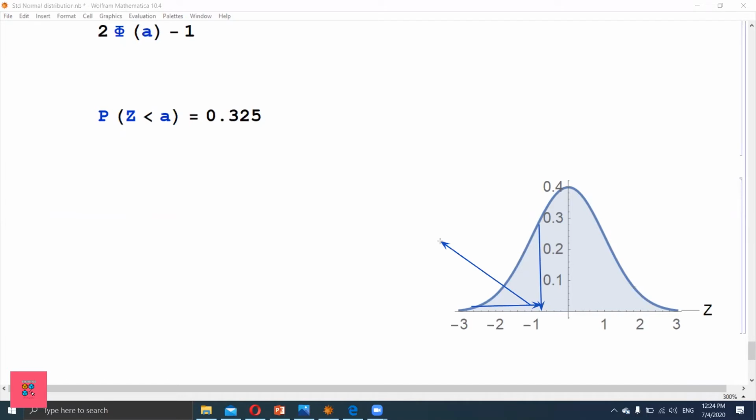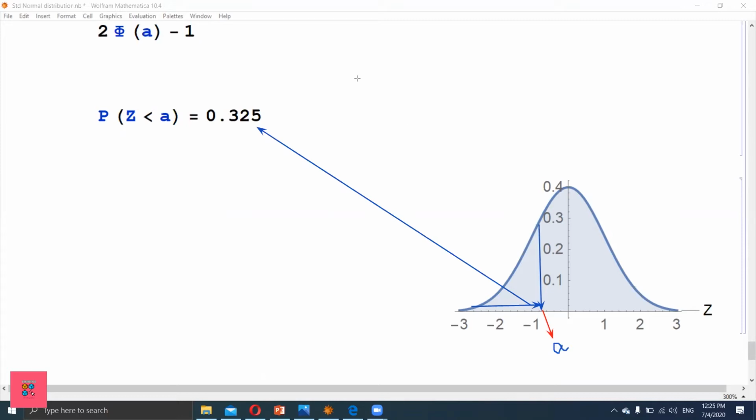So we are mentioning here this area is 0.325, and this point is a. It's on the left side, so its value should be negative. When we get the value from the table, the value of a must be negative because it's below 0, the central line. All the values on the left tail must have a negative sign.